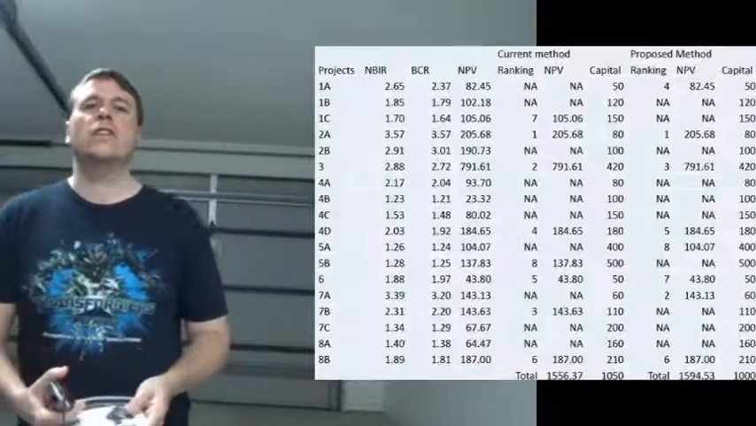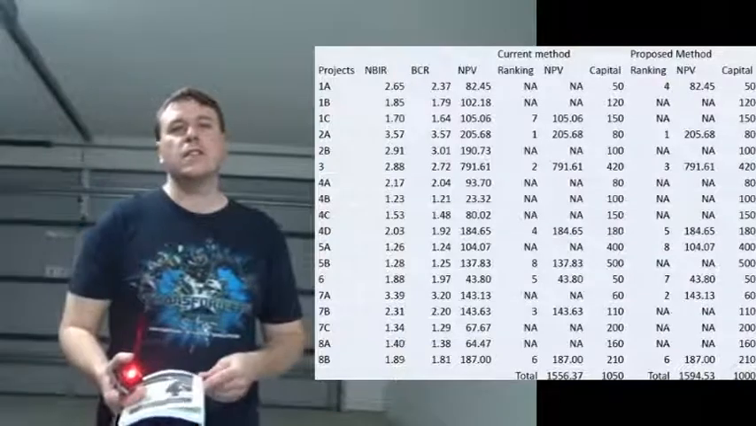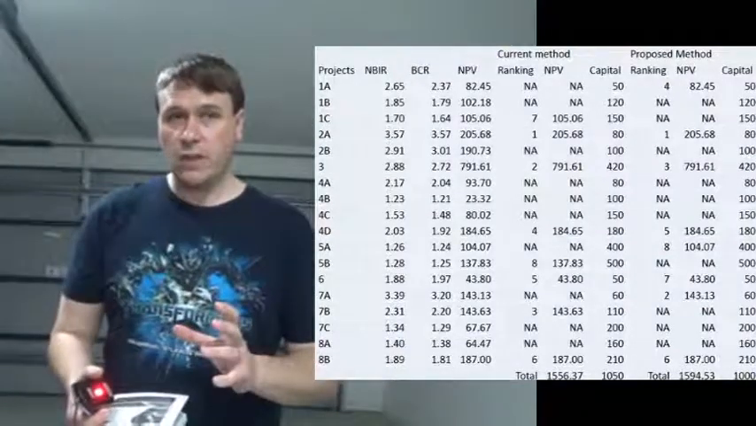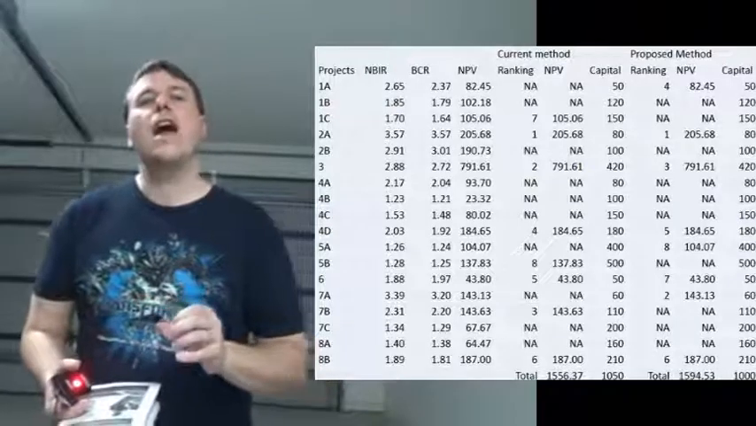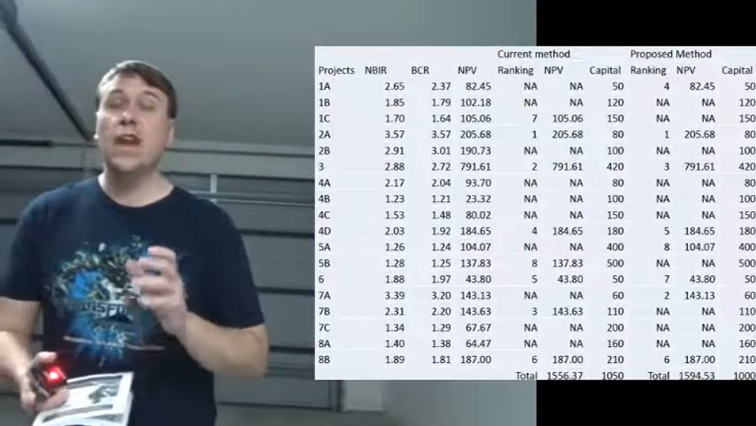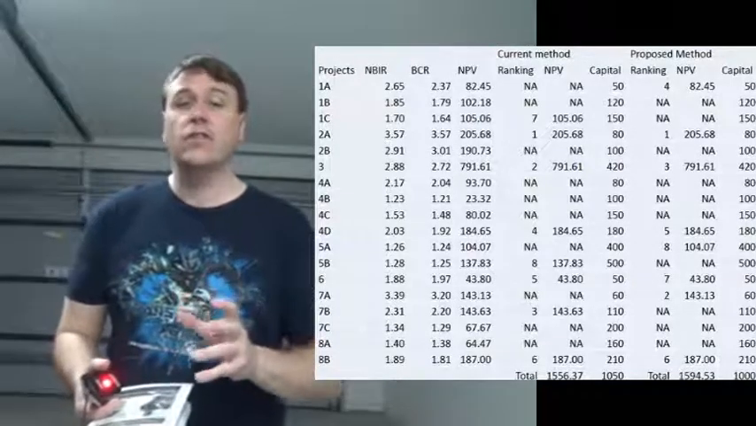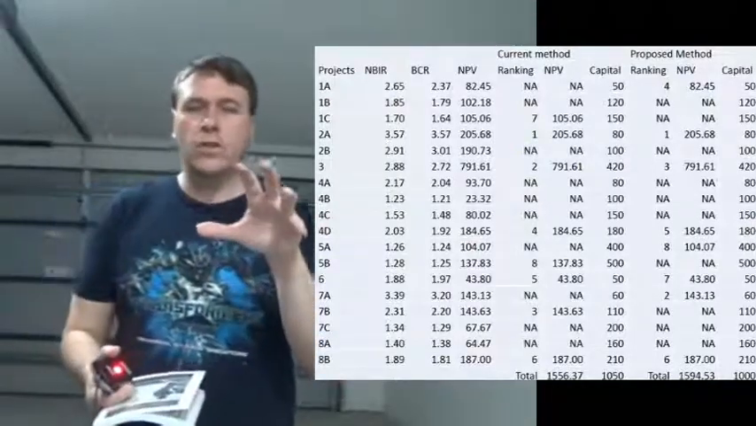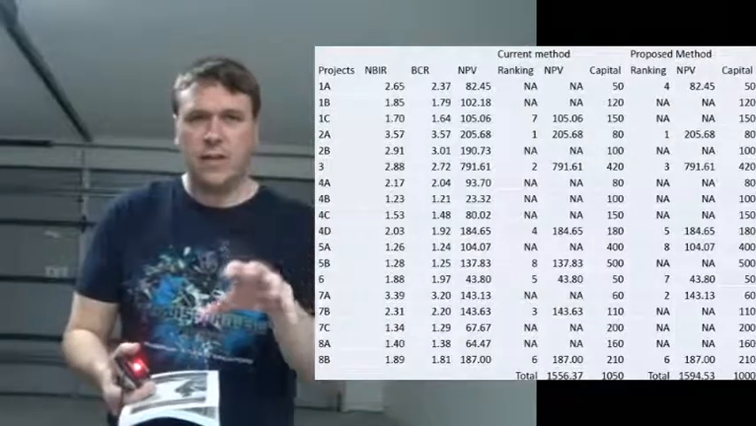Alright, so here I've got an example. I'm not going to go into too much detail here. One is ranking using your benefit cost ratio, which is the current method, and the other is ranking using your net benefit investment ratio. You just have a quick look at what it's got down there. I'm not going to hold on for too long. Maybe you can pause it and just have a look at what we're getting.